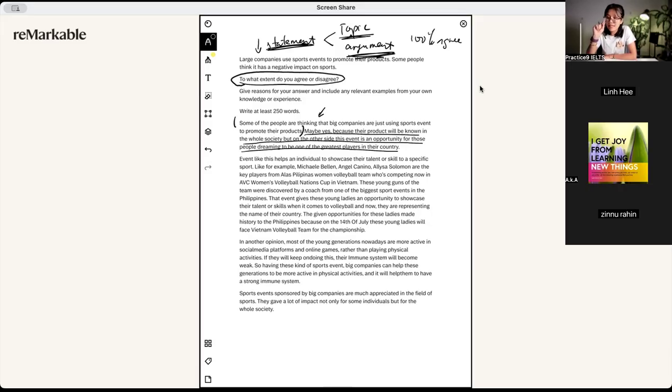So the introduction is like your invitation to the essay. If you invite correctly, the examiner will have some expectations for your essay, and based on their expectations, they will give you the band score. And of course, your invitation has to be in line with the questions, with the statement, with the topic, with the argument. It cannot be random.